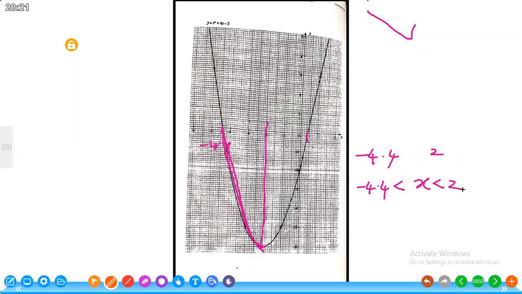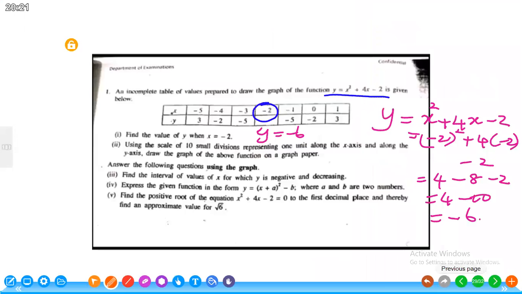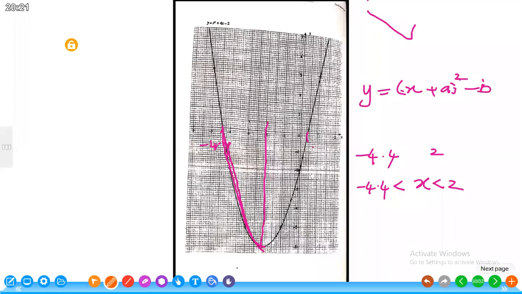Fourth part, express the given function in the form y is equal to (x plus a) all squared negative b. You have to convert into this form. The function is y is equal to x squared plus 4x minus 2. Convert it into the form.